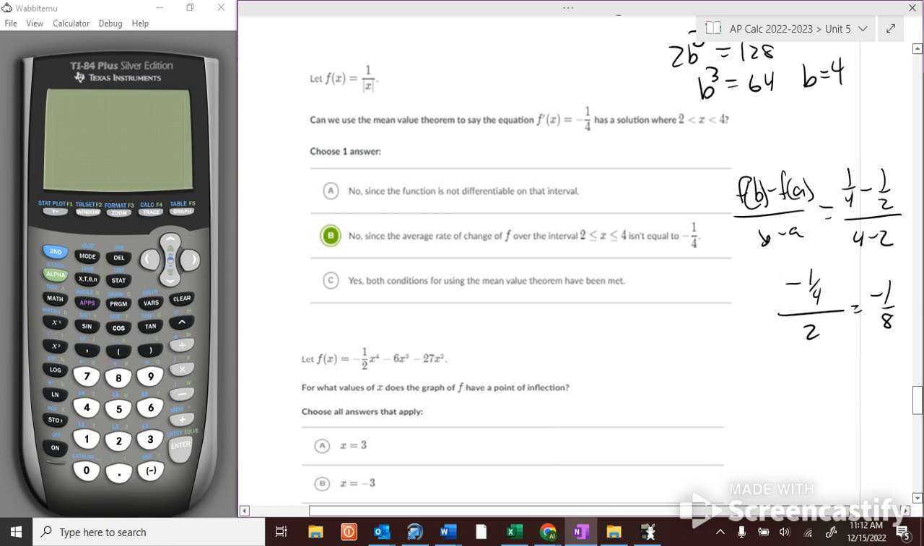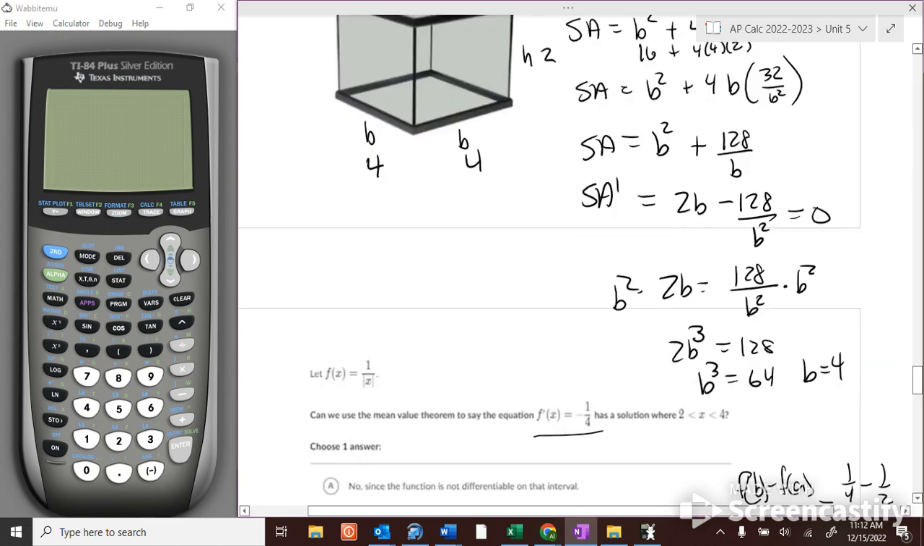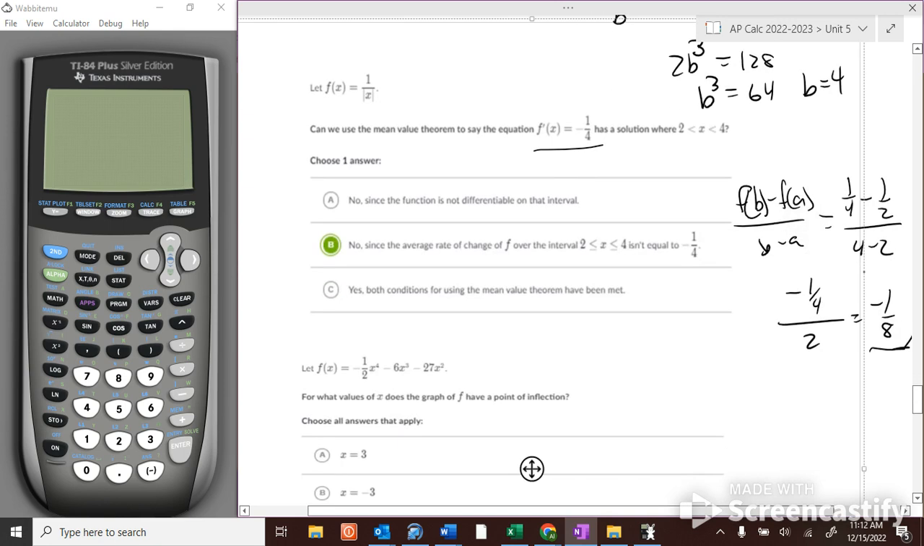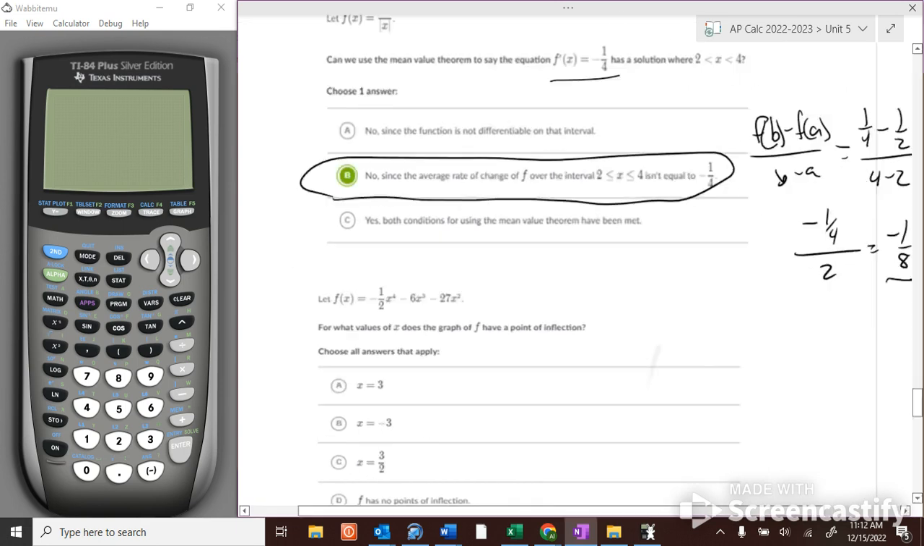So the first derivative is supposed to be equal to negative 1/4. But this is equal to negative 1/8. You can't set negative 1/4 to be equal to negative 1/8. So no, that is why it does not work.